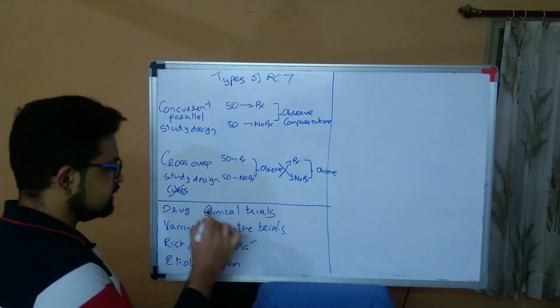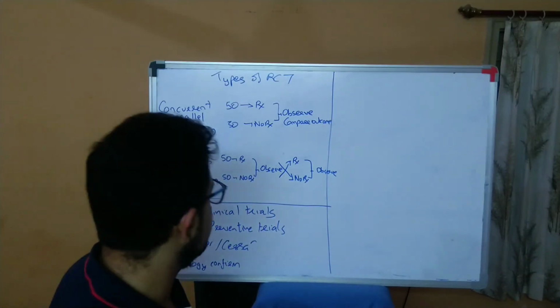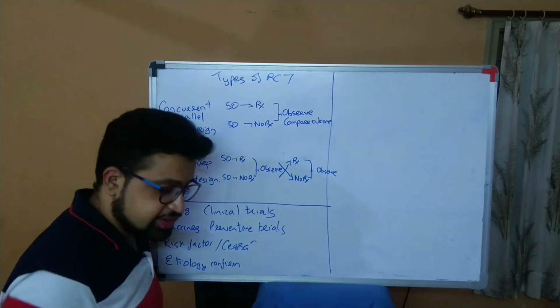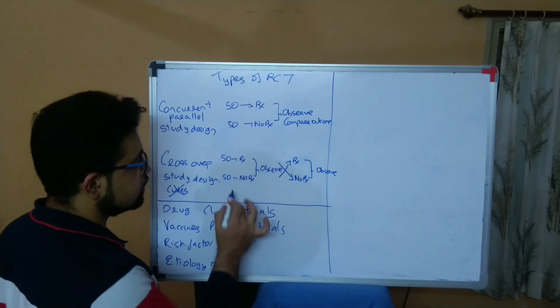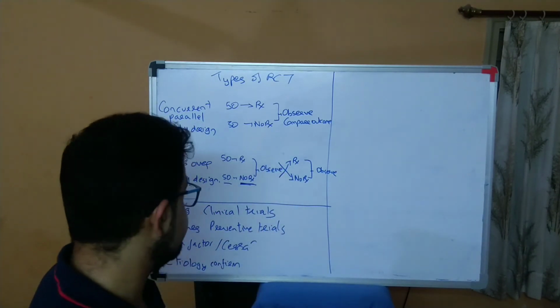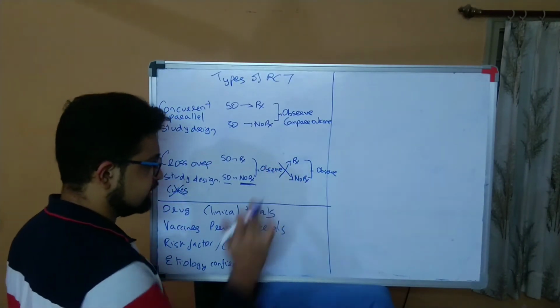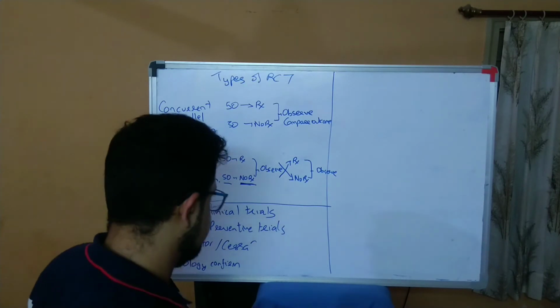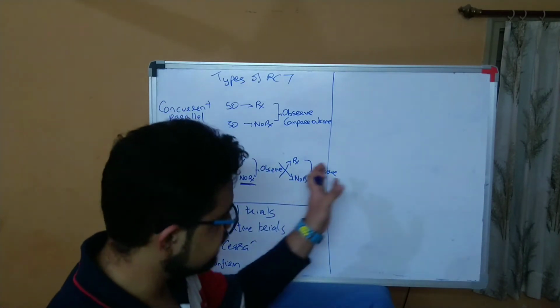50 patients were given the treatment, 50 patients were not given the treatment. After some period of time, you observe, you analyze. After that, what do you do? You cross over, you switch over. Those 50 patients who were the control in the initial phase, you'll start giving them treatment in the next phase. And those who were given treatment, you'll stop giving them treatment. And after that, you observe.